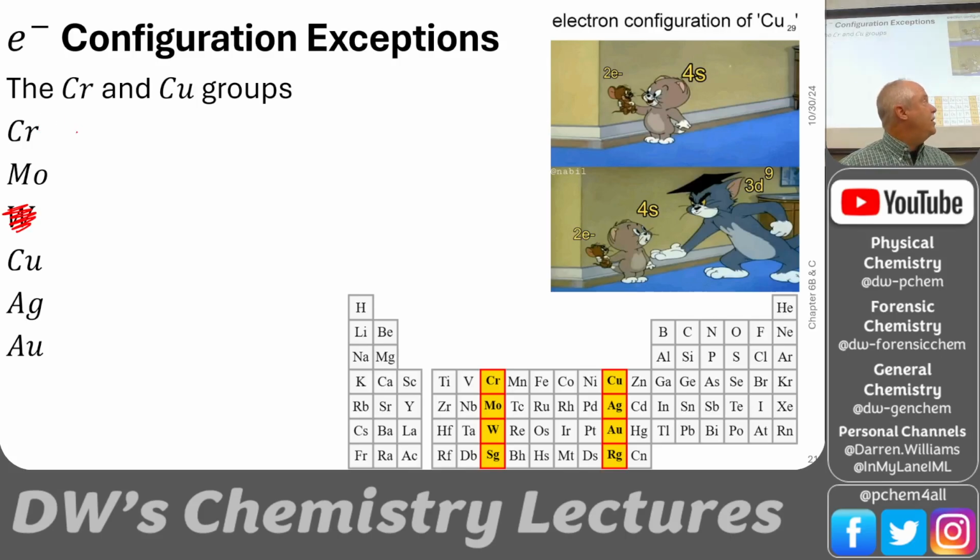So for chromium, we look at chromium in the periodic table. It's the argon core.